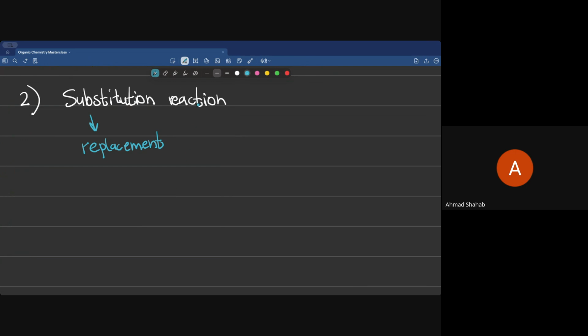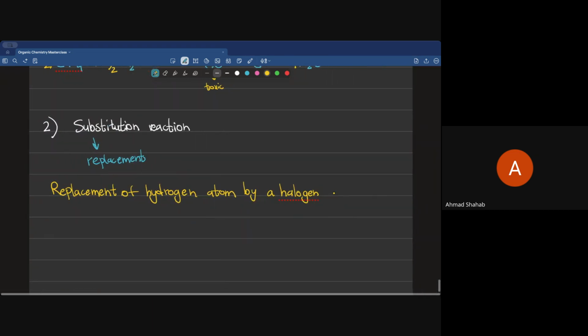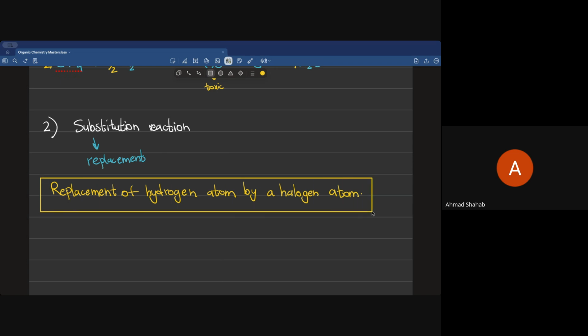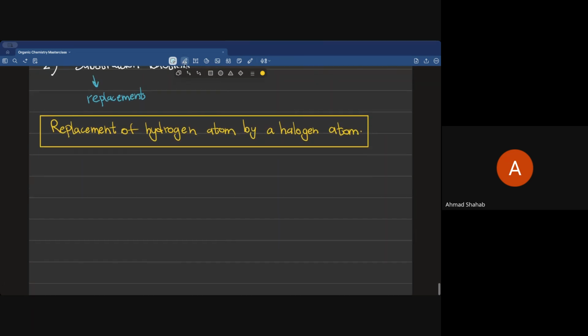How does this apply in the context of alkanes? In the context of alkanes, let me write this as a golden rule, it is the replacement of a hydrogen atom in the alkane by a halogen atom. अच्छा जी, what are halogens? Halogens are group 7 elements: chlorine, bromine, iodine. Let's talk about how this fits into this context. अच्छा जी, replacement of a hydrogen atom by a halogen.